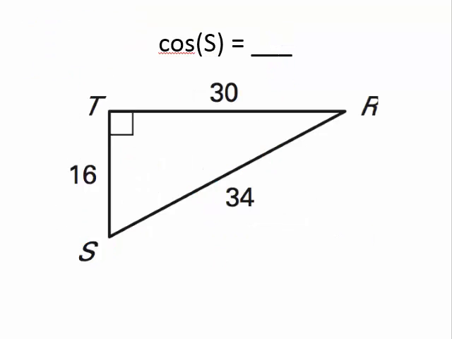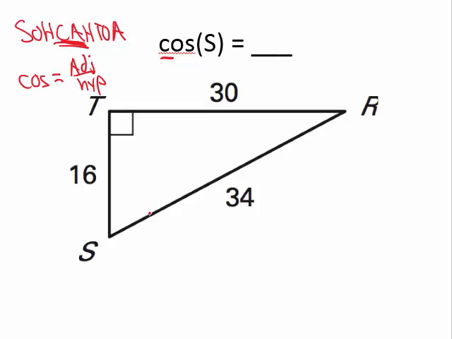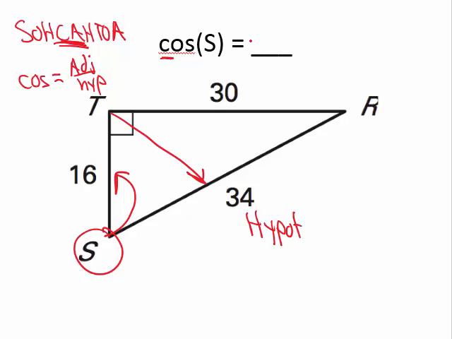Here's another one. Go ahead and pause the video, work it out, and press play when you're ready to see the answer. Cosine, C stands for cosine, so we're looking at CAH. Our cosine is equal to the adjacent over the hypotenuse. So we find angle S. We find the side that is adjacent to S, so that's 16. Notice it cannot be the 34 since the 34 is across from the right angle. That means the 34 is the hypotenuse. So 16 is adjacent to S, so it's going to be 16 over the hypotenuse, which is 34.